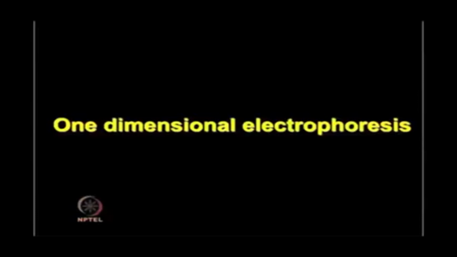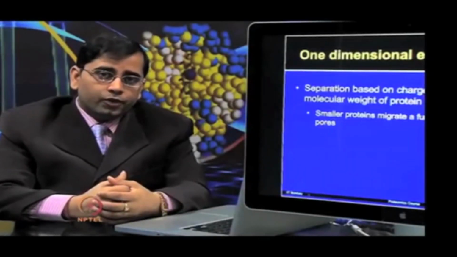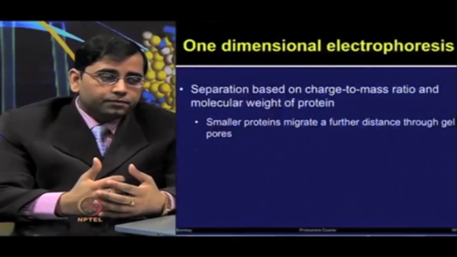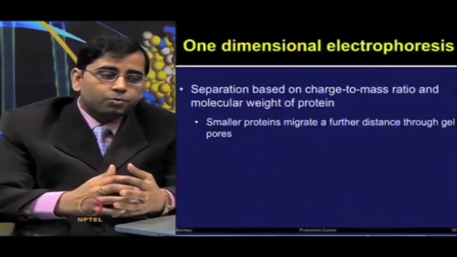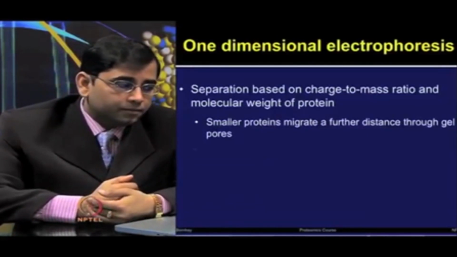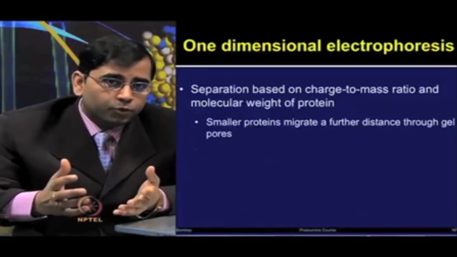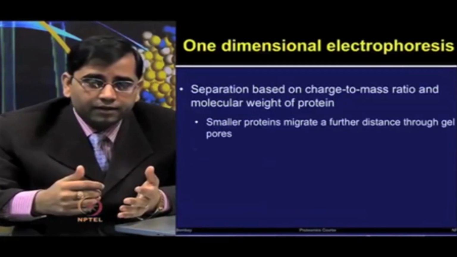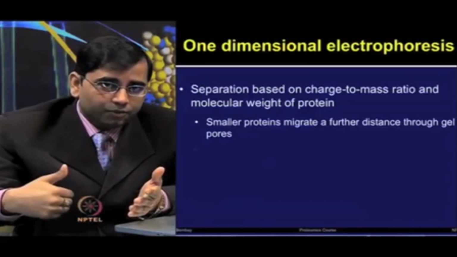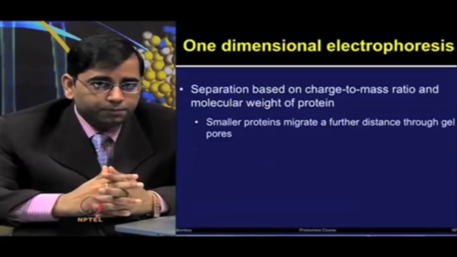So now we will describe one-dimensional electrophoresis, some of the concepts involved in that. In one-dimensional electrophoresis, the separation is based on the charge to mass ratio and the molecular weight of the protein. Therefore, on a given gel, smaller proteins in the electric field will move further down, and the higher molecular weight proteins will remain on the top.